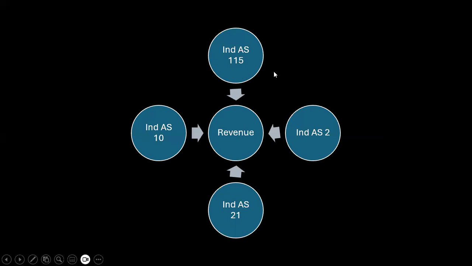So in this presentation we saw, the revenue's main accounting standard is 115. But it is also affected by Ind AS 10, Ind AS 2, Ind AS 21, and the measurement of revenue also depends on the nature of the transactions. And measurement of revenue is an important part of financial reporting, with the gross profit and net profit and other measures of performance depending on the correct measurement of revenue.